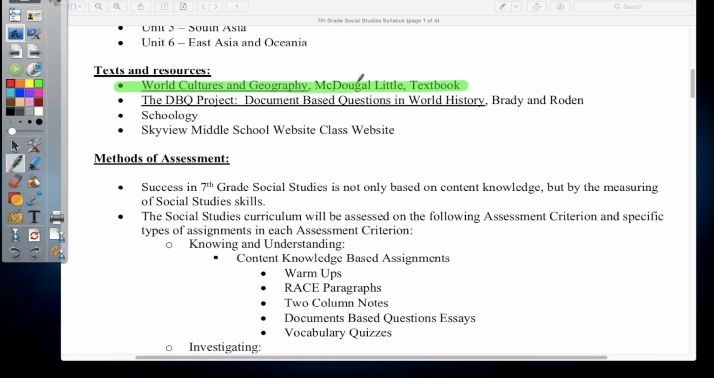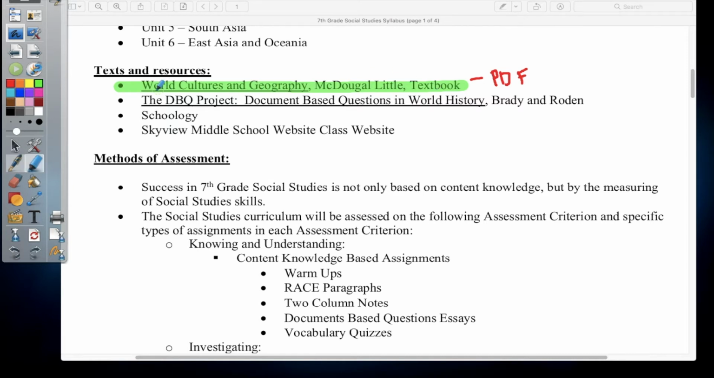Now, before you worry about that, if you don't have a copy of the textbook, do not worry. The reason why is because, just like this document, the syllabus, I have PDFs and digital copies of the textbook pages that we'll be using in our class. I will post those up on Schoology so that you can access them. So don't stress about that.